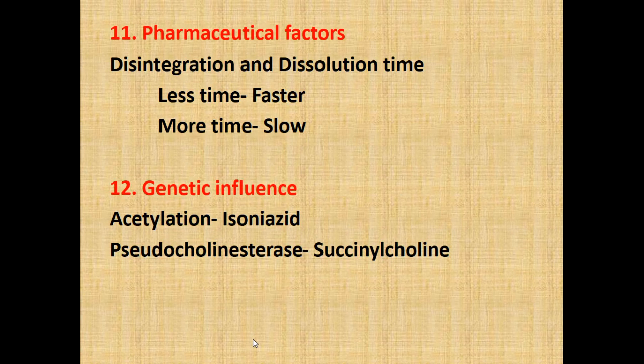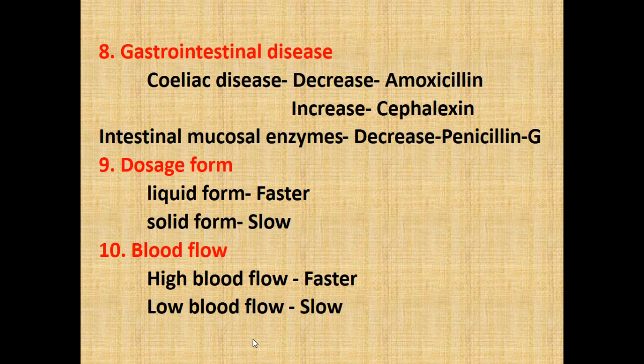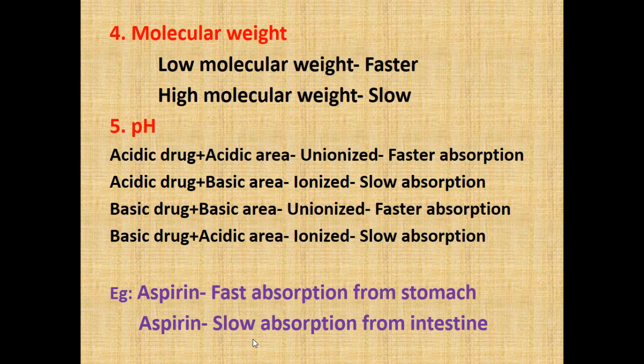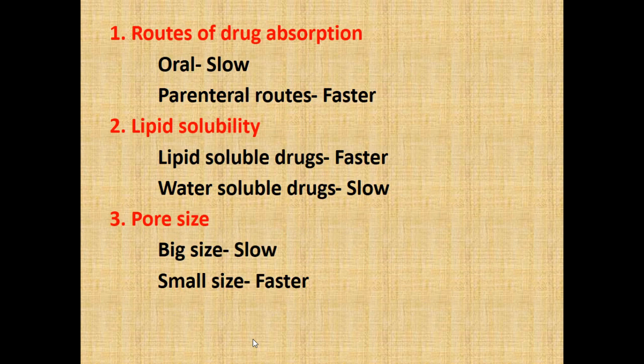I have told 12. Of these, at least you should remember 5. Now, a question will come, 5 to 6 marks. You have to write it in the exam. It's a very important short note. What things can I write? First, what they will expect in the exam is genetic influence, gastrointestinal diseases, gastric juice, food, drug, other substances, then pH, route of administration, lipid solubility. These are the major things they look for in the answer sheet. Everything else you can write, well and good, but at least these 6 to 7 you should write very well in the exam.